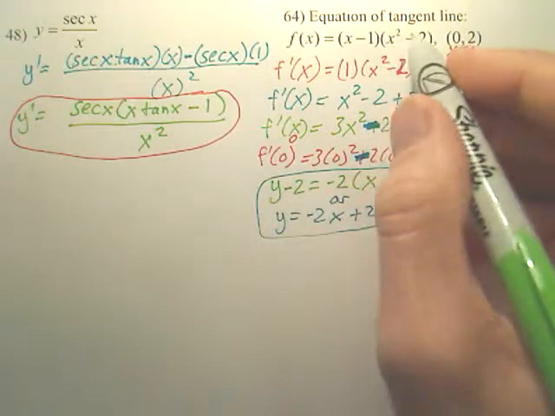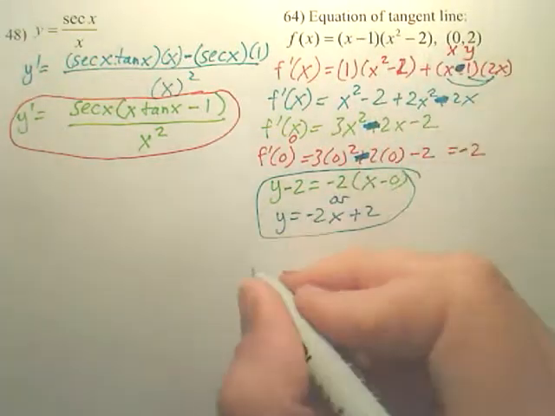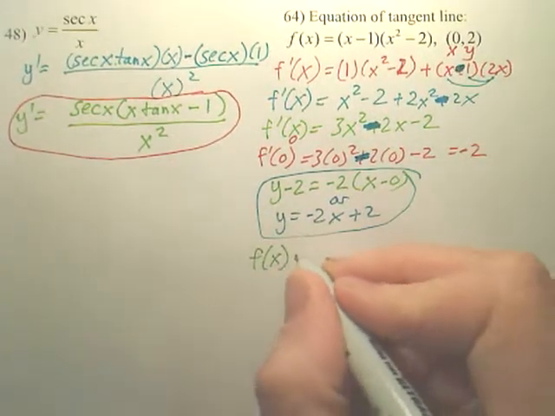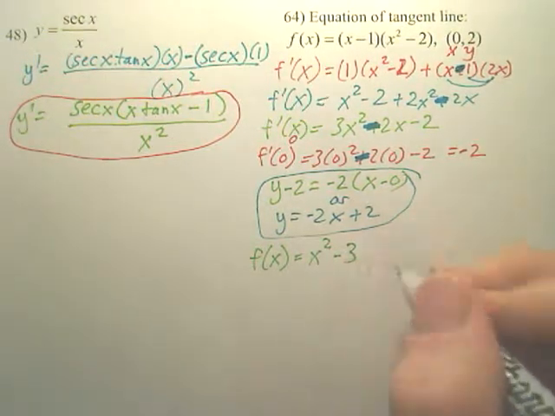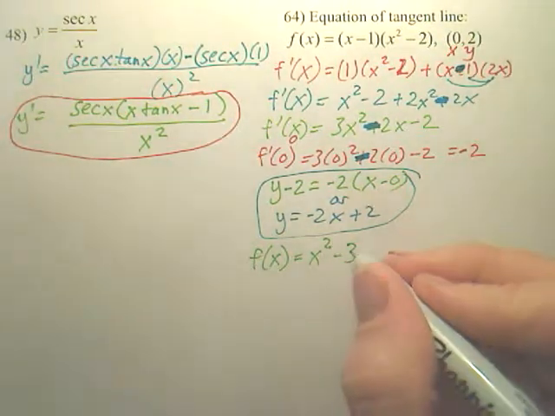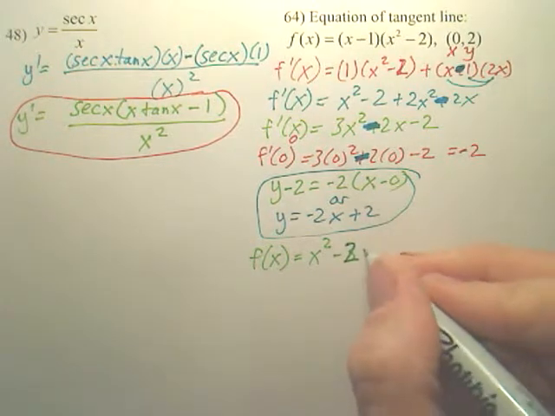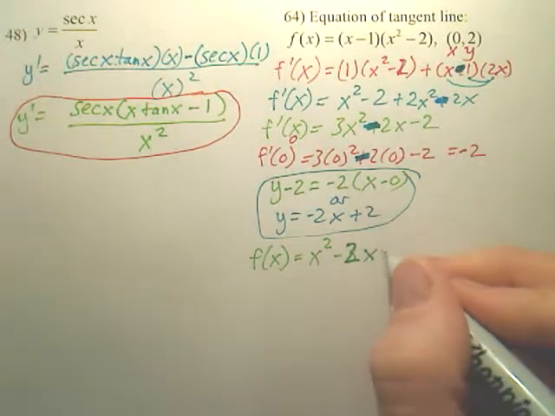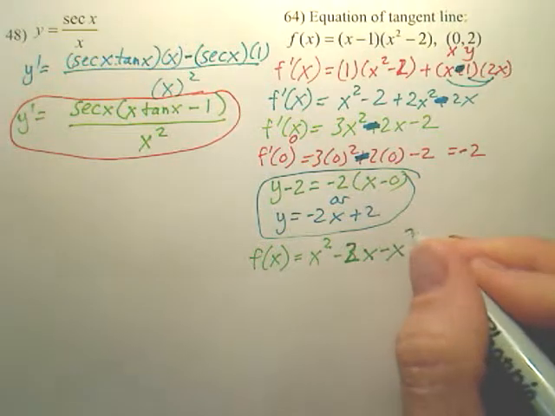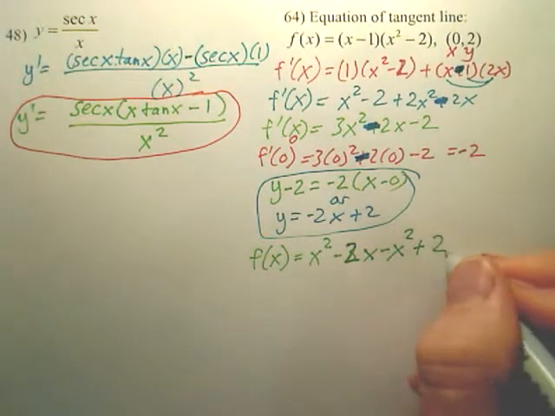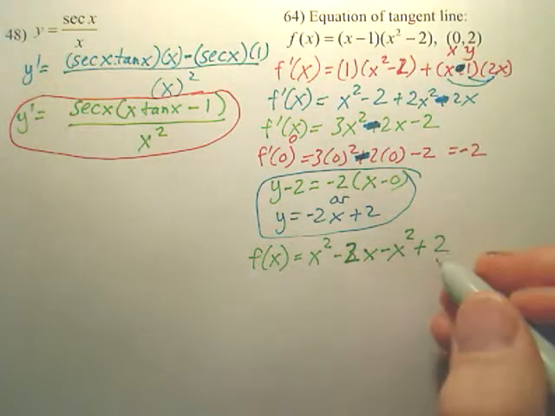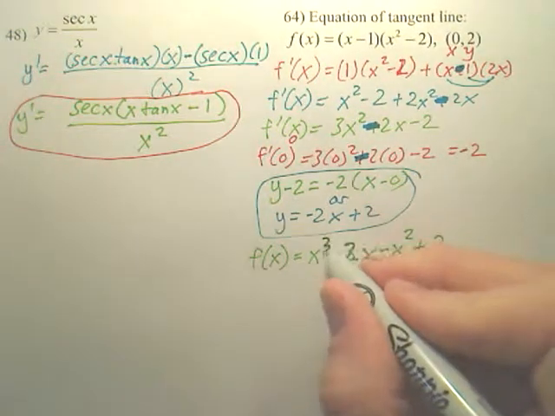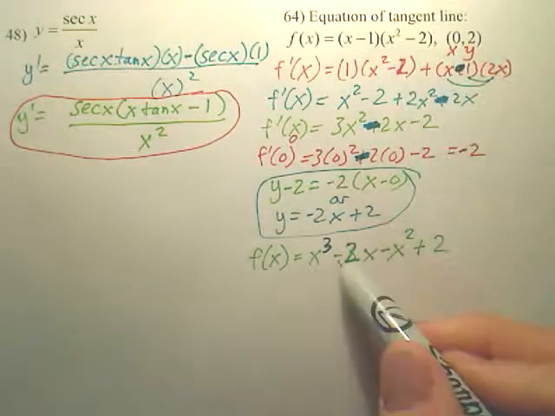How could we have done this another way? Basically, if you rewrite this, if I would have FOILed this to begin with, you would have had x squared minus 2x minus x squared plus 2. Now, this would be x cubed up here. x times x squared is x cubed, so never mind.